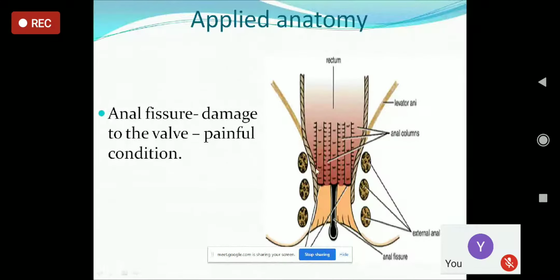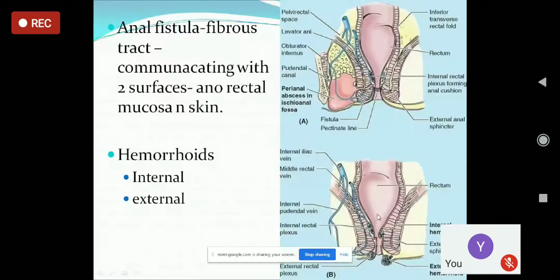Talking about the applied aspects, you can see the anal fissure. Damage to this valve, what will happen? You can see the anal fissure. This is a very painful condition. Anal fistula: you can see the anal fistula is a fibrous tract communicating two surfaces, the anorectal mucosa and the skin. So you can see the anal fistula communicating these two areas. This is a fistula. And talking about hemorrhoids.